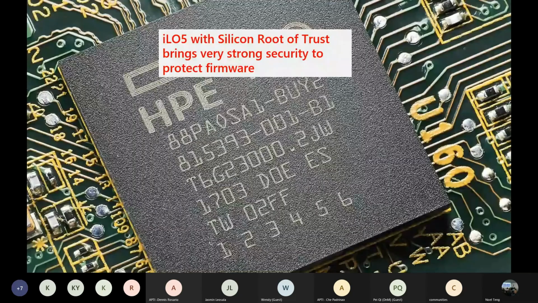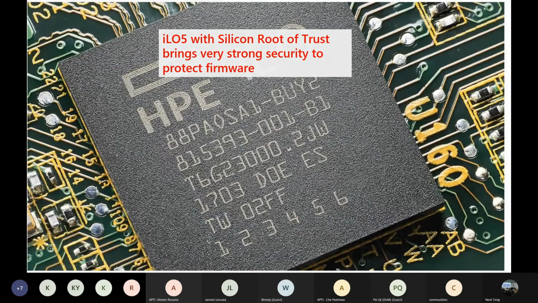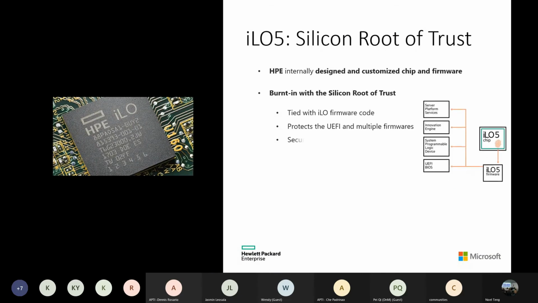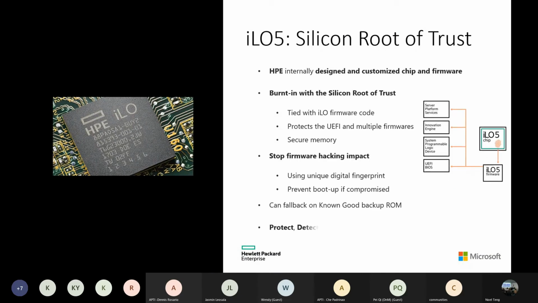So hybrid is the way. Starting with what I call the webinar sessions that we did last week, with the Silicon Root of Trust that Proven talked about with iLO 5. That gave us a very strong way for the system, with the ProLiant server design and customized chip burnt into the iLO 5, so that you get this Silicon Root of Trust protecting your UEFI and multiple firmwares and even securing memory.